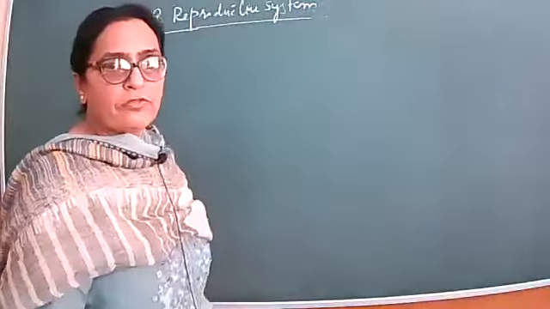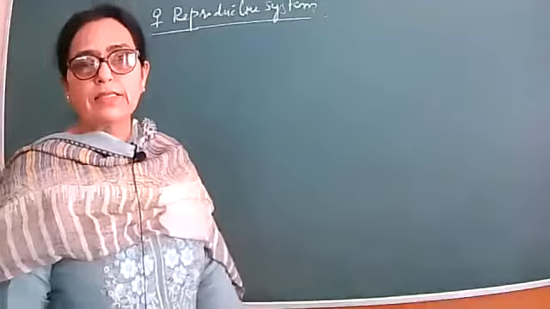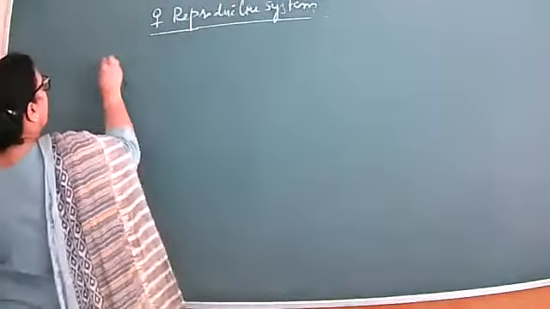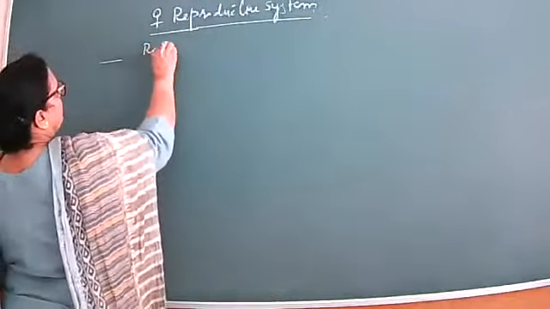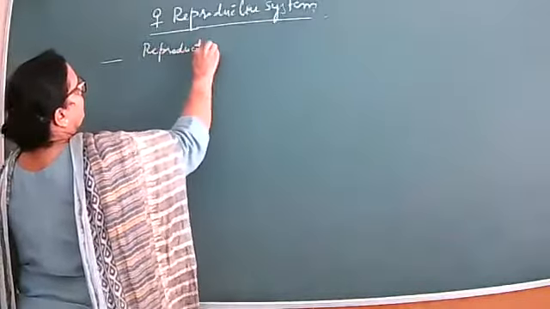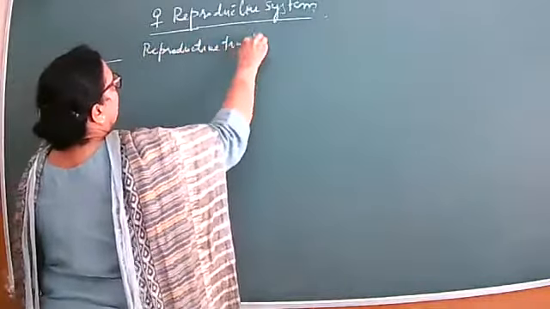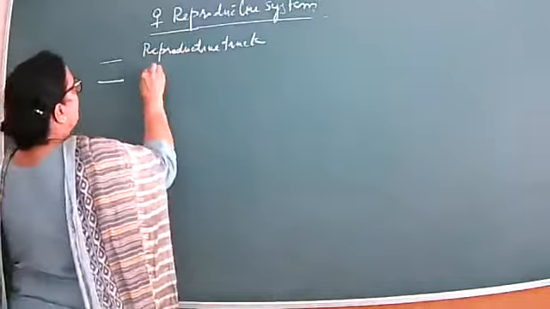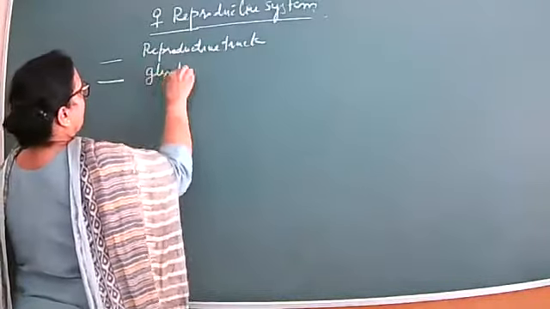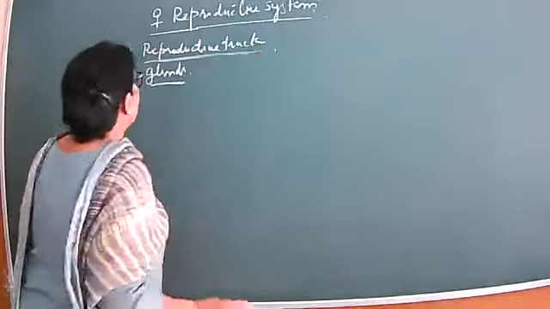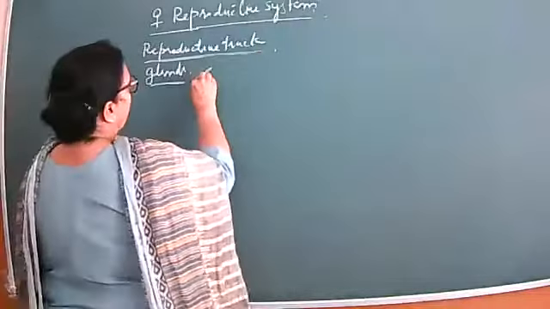So basically this female reproductive system is comprising of the reproductive tract. Okay, the tract is there, then the glands are there. So basically two types of glands.